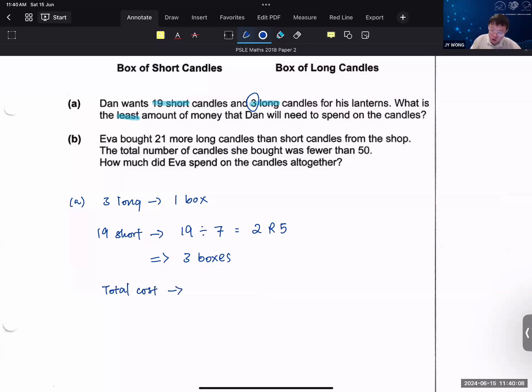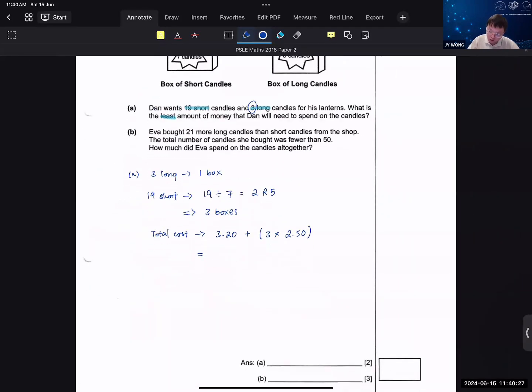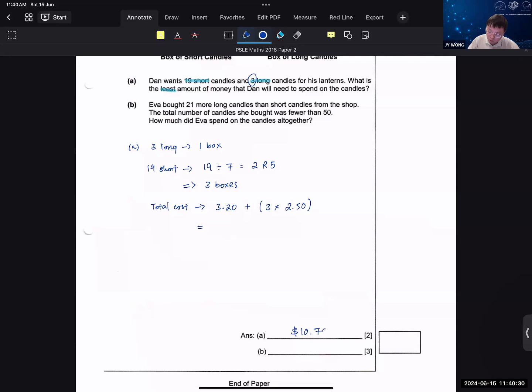is 1 box of long candles, which is $3.20, right? Plus, you will need 3 boxes of short candles. And that will give you the total of $10.70. I think part A is quite straightforward. I don't think anybody should have any difficulty, but don't make careless mistakes, please.